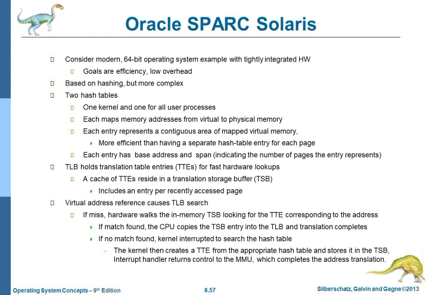And last, a virtual address reference costs a TLB search. If missed, hardware walks the in-memory TSB looking for the TTE corresponding to the address. If a match is found, the CPU copies the TSB entry into the TLB and translation completes. If no match is found, the kernel is interrupted to search the hash table. The kernel then creates a TTE from the appropriate hash table and stores it in the TSB. The interrupt handler returns control to the MMU, which completes the address translation.